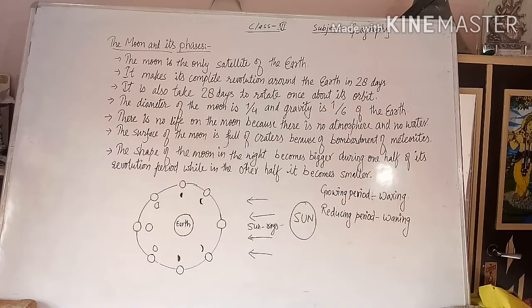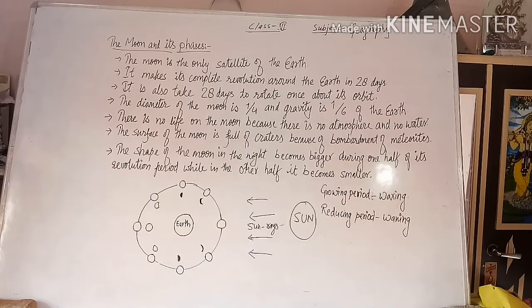From the side of the sun, if the moon is between the sun and earth, then there will be no sight of the moon, that is called Amavasya. And on the opposite side, as you can see, the full moon, that is Purnima. So this is the circle that is made by the moon during the 28 days.